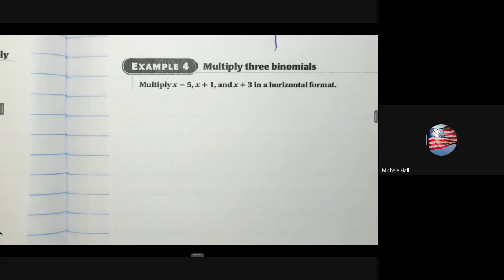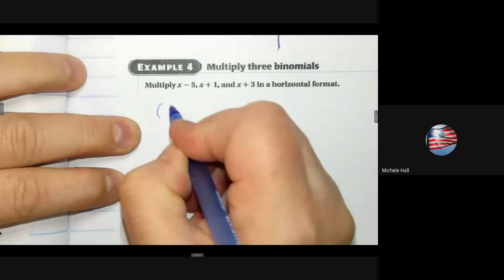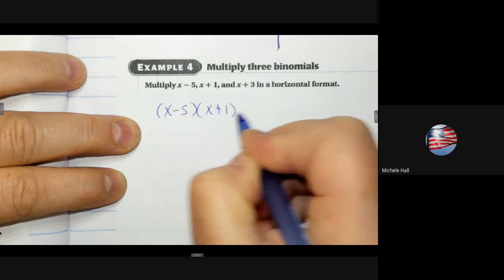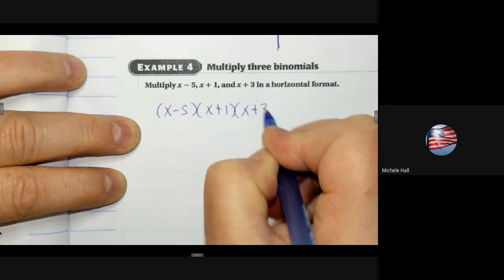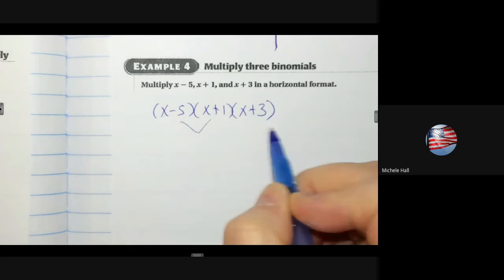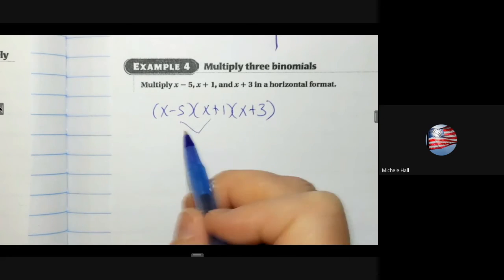Example 4, multiplying 3 binomials. We are going to multiply in the horizontal format. So we have x minus 5 times x plus 1 times x plus 3. You just start by multiplying 2 of them together and then multiply to the third one. So we'll start with the first 2.